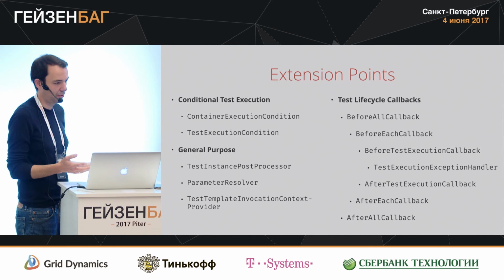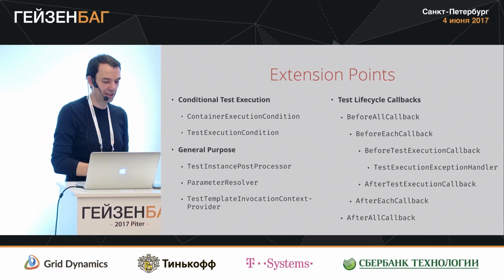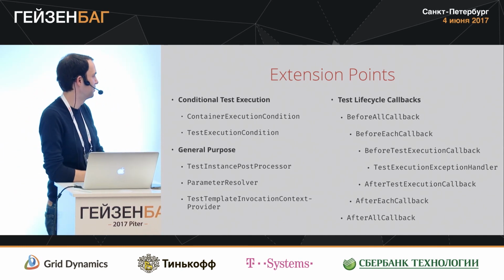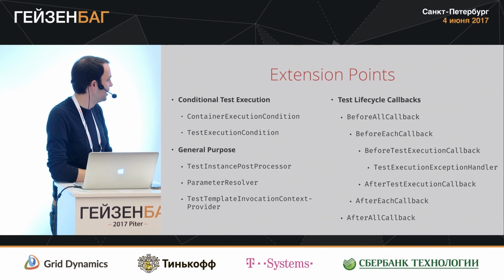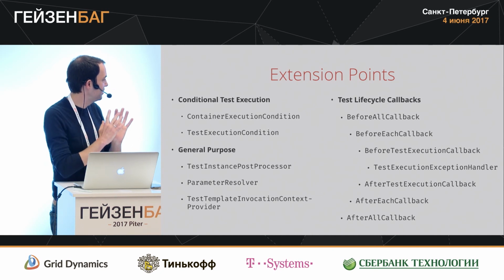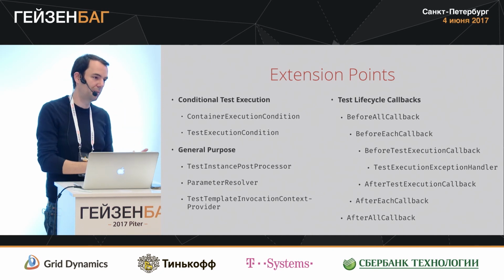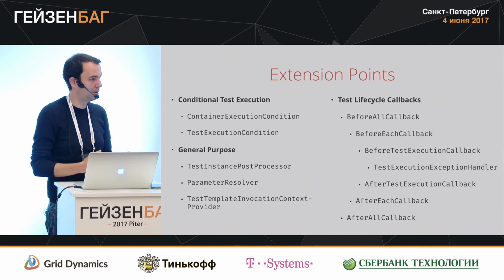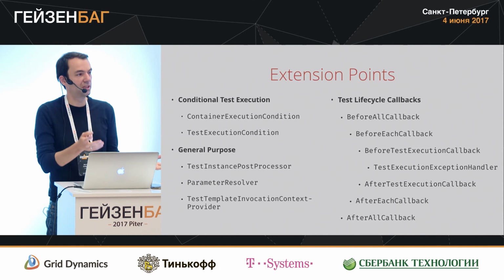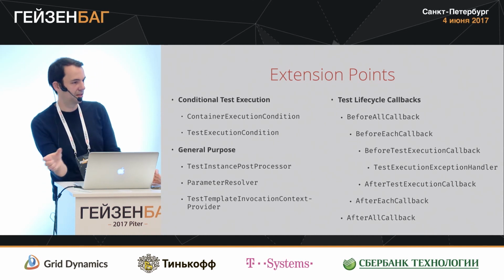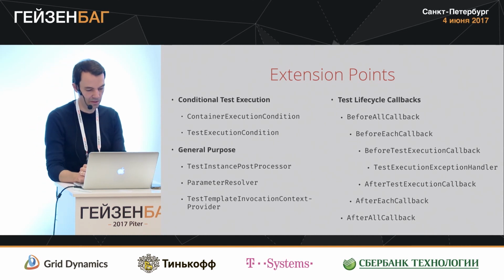There's also the test instance post-processor, which lets you post-process the test instance. For example, if you want to inject some values into fields, you can do it using the test instance post-processor. There is the parameter resolver, which I would have loved to show you, but I'm running out of time. Basically, you can define your own extension that can resolve parameters. And this is a very powerful concept. So, for example, if you had a rule previously that created a temporary directory for you, you could now do this as a parameter resolver and inject that directory into your test method.